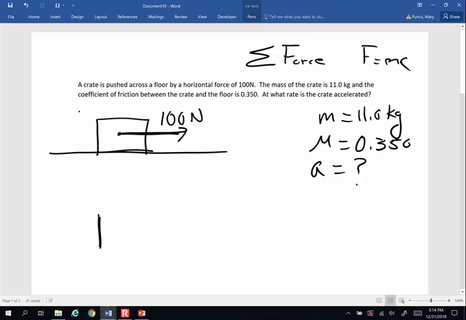Now the next thing I'm going to do is draw all the other force vectors that act on this object. So force of gravity is down, normal force is up, and it says there is a frictional force, and friction always opposes motion. So friction is going to be parallel to the surface and in the opposite direction. I am going to call the direction of motion positive and the direction opposite that negative. So that's the first thing I do.